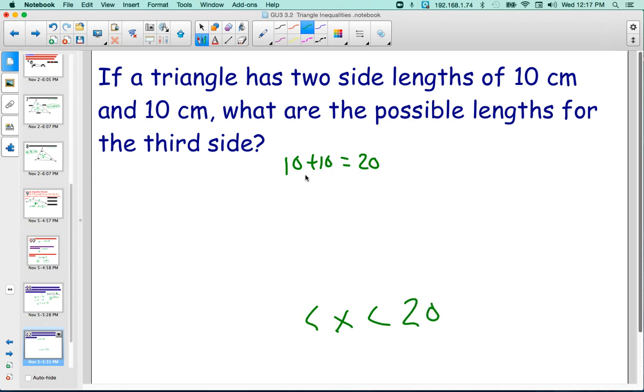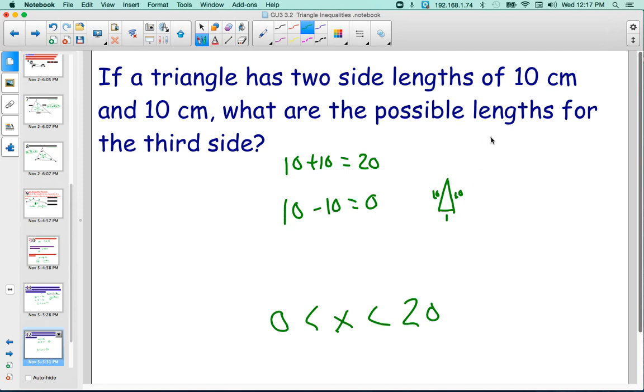Because if we're bigger than 20, you put these two sides together, they wouldn't reach the end. To find your smaller number, you subtract. Well, this has to be bigger than 0. So for these examples, the smaller one, it'd basically be if you had 10 and 10, well, that third side, if you made these two sides super close together, it just has to be bigger than 0. All right? So we can make it 1. 1 would work.